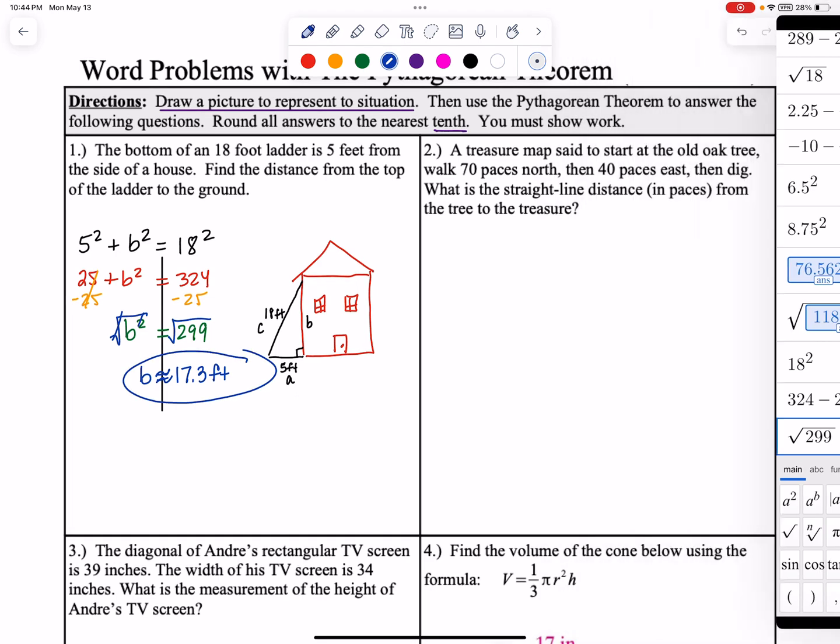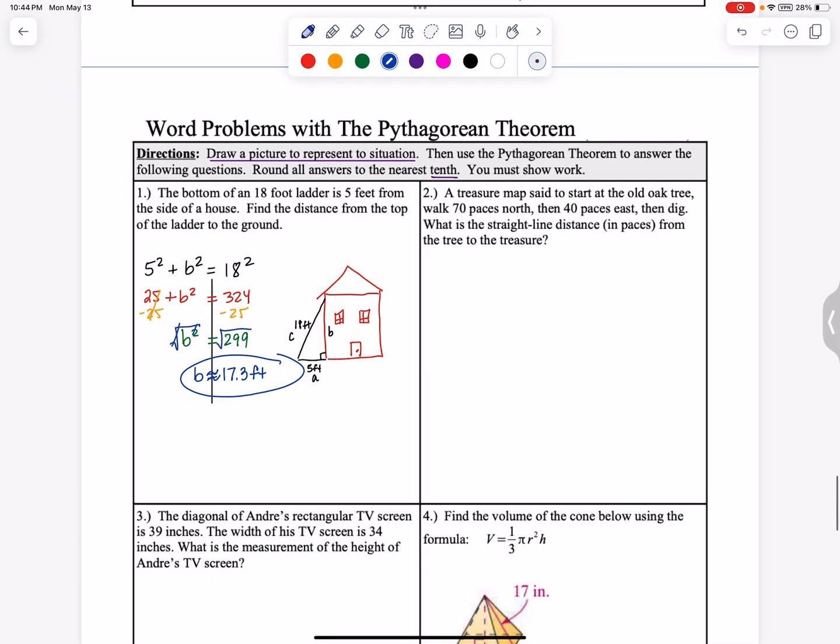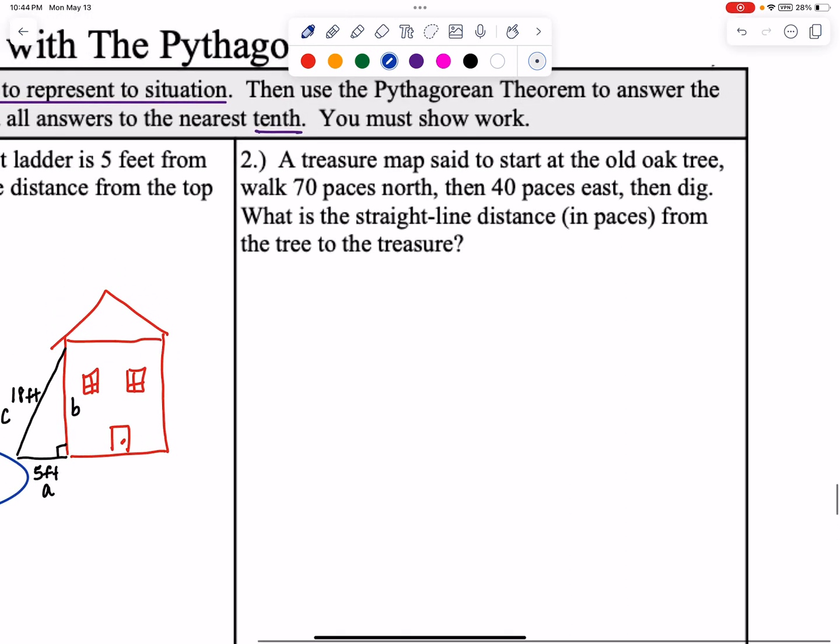Okay, all right, let's go ahead and take a look at number 2. A treasure map said to start at the old oak tree, walk 70 paces north. Well, north is up. Okay, then 40 paces east. East is to the right. Then dig. What is the straight line distance in paces, that's our units, from the tree to the treasure?